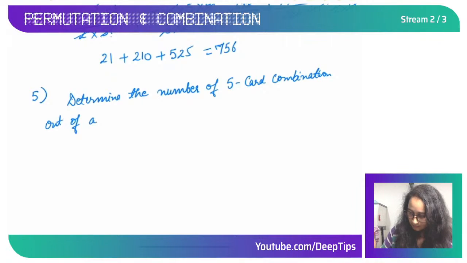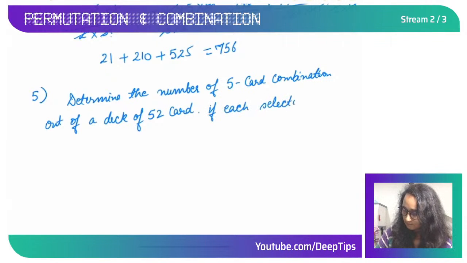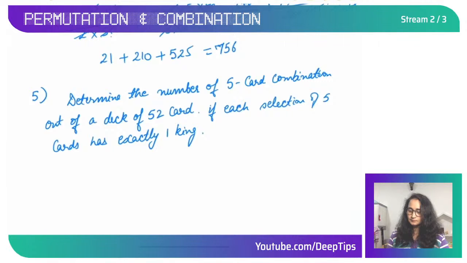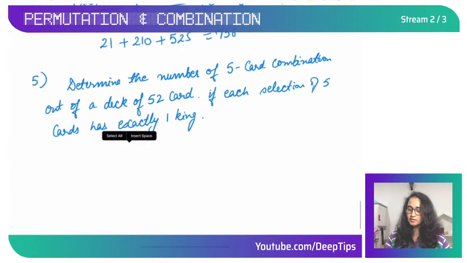Again, this question comes with a condition. They are saying if each selection of 5 cards has exactly 1 king. Now let's read this question carefully, because this card-based question is very important.